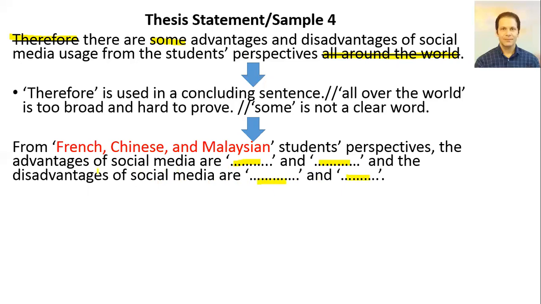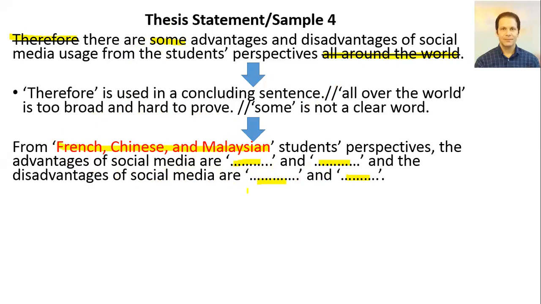So what did I do? First of all, I made it more specific. Instead of the students all around the world, I specified which students I am talking about. So I limited it to French, Chinese, and Malaysian. Again, it depends on my data. And then I gave the advantages and disadvantages instead of using the word "some."